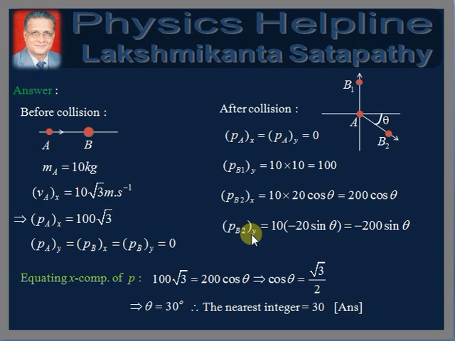And linear momentum of B2 in the y direction, it is in the downward direction, it moves with velocity 20 sin theta meter per second in the downward direction. Therefore, we multiply 10 kg mass multiplied by minus 20 sin theta. This will give us PB2y is equal to minus 200 sin theta. Now, we can solve the problem by equating x component of linear momentum before and after collision. The same can also be achieved by equating the y component of linear momentum.